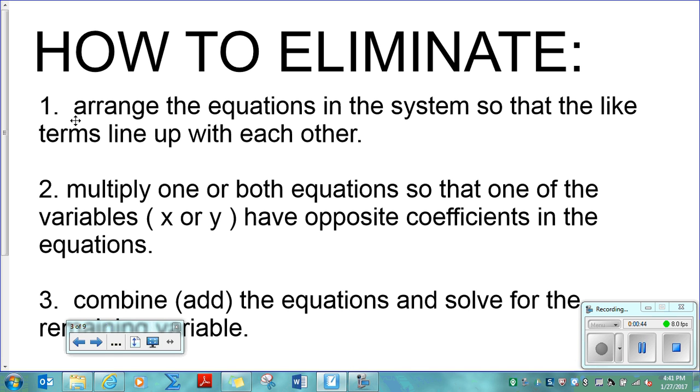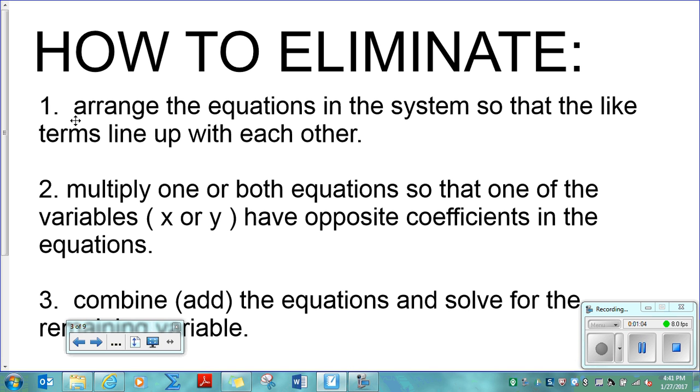One, we arrange the equations in the system so the like terms line up with each other. So our x's are on top of each other, our y's are on top of each other, and our constants are on top of each other. Now the order that you do this doesn't matter. So you could have x, then y, then constant, or you could do y, then x, then constant. It really doesn't matter as long as they're lined up.